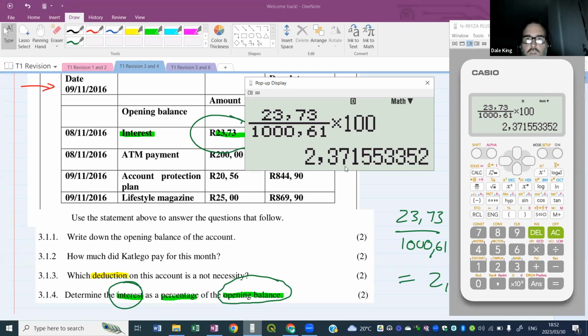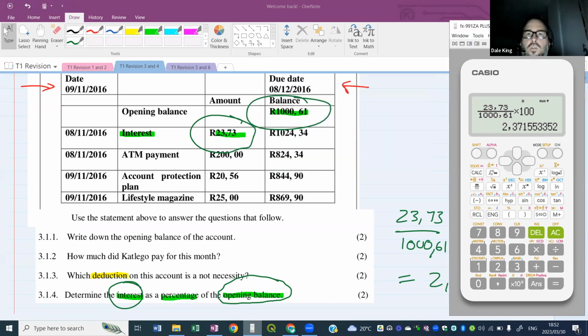Okay, so when you're rounding off to 2 decimal places, you look at the second decimal place, 7. Will the number behind it change? If it's 5, 6, 7, 8, 9, yes, it will change to an 8. But if it's 4, 3, 2, 1, 0, then it won't change. It'll just be 2,37. Okay. I hope you guys all got that.